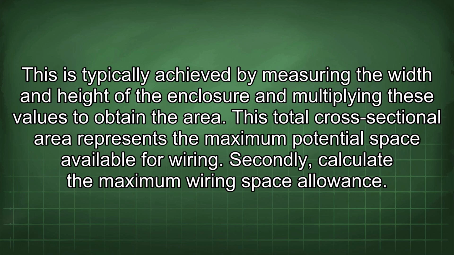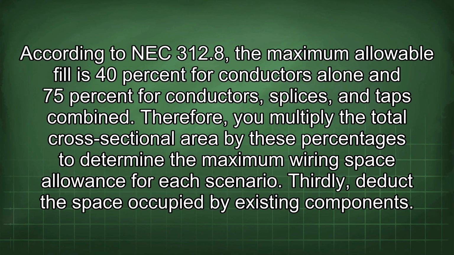Secondly, calculate the maximum wiring space allowance. According to NEC 312.8, the maximum allowable fill is 40% for conductors alone and 75% for conductors, splices, and taps combined. Therefore, you multiply the total cross-sectional area by these percentages to determine the maximum wiring space allowance for each scenario.